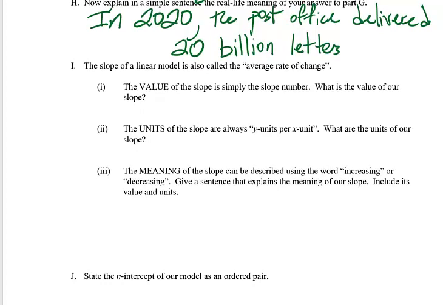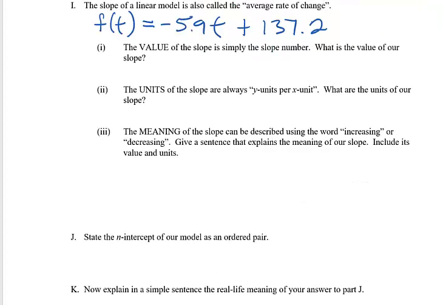So we had a couple of numbers in the equation. Let me write the equation down here so we can take a look at it. Notice what it says in the directions for part I. The slope, when you're dealing with a linear model, can also be called the average rate of change. So those two words are used interchangeably. Obviously, our slope in our problem was this negative 5.9. Now there's three things you can talk about. You can talk about the value of the slope. That just means the number.